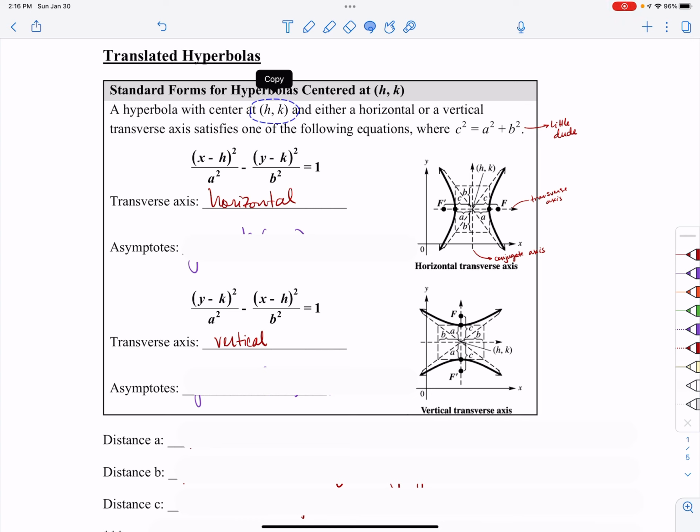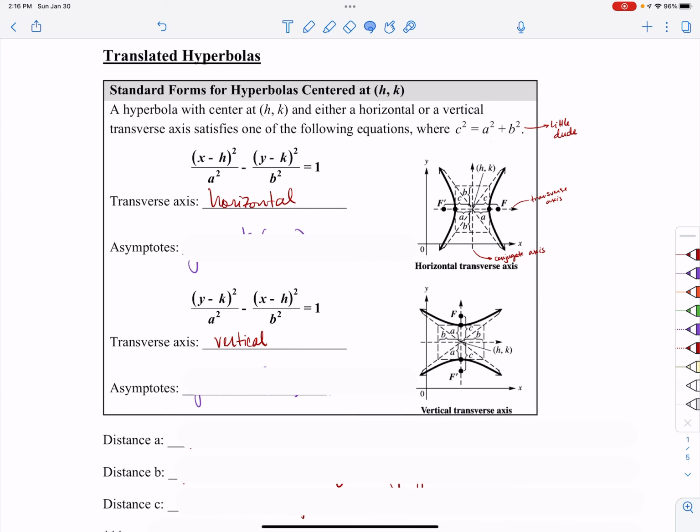You're either going to have a vertical or a horizontal, what we call transverse axis. It's a lot like the major axis back in the ellipse section. Not the same, but similar. And then we also have that c squared equals a squared plus b squared. Back in the ellipse, I called a similar equation little dude, and I will continue to do that.